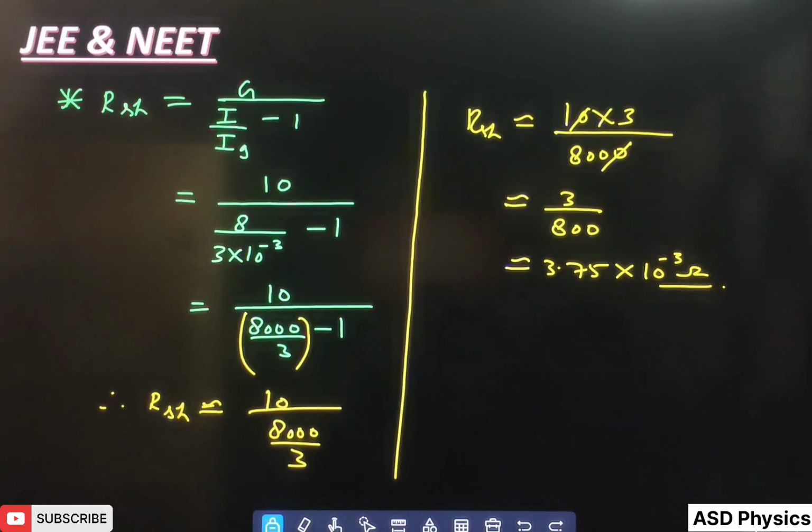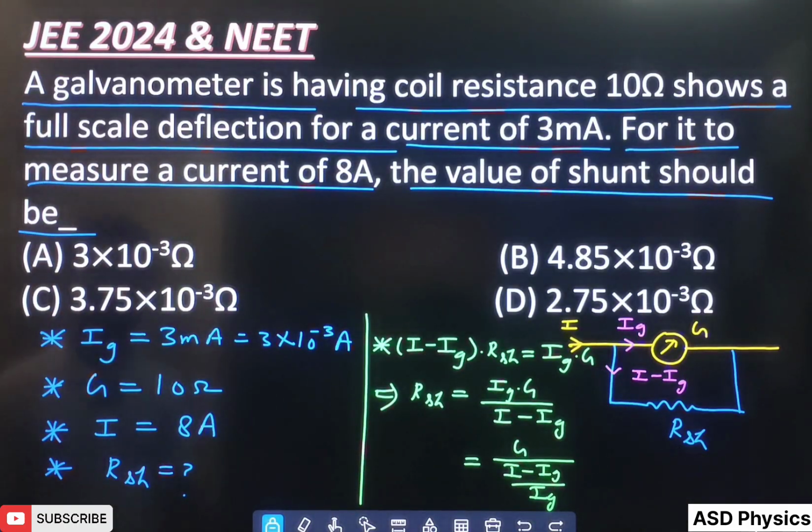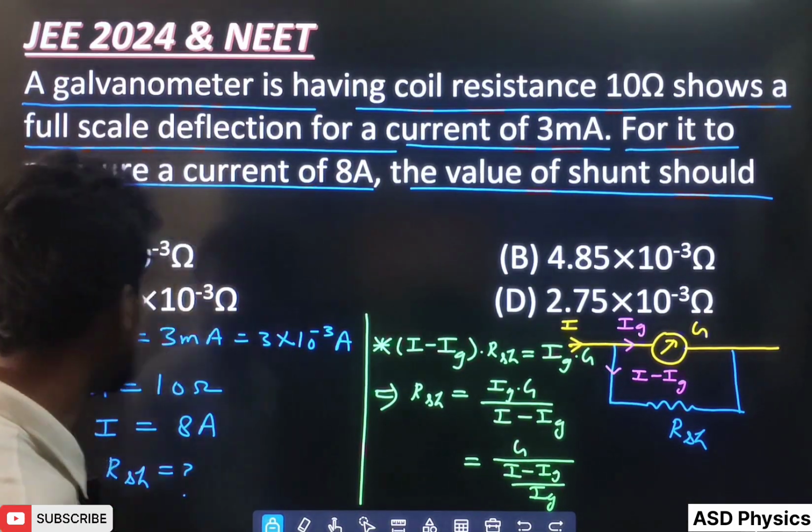So students, you can say very well we have to connect a resistance of 3.75 into 10 power minus 3 ohm in parallel with the galvanometer coil to measure this much current. That means the correct option is option C.